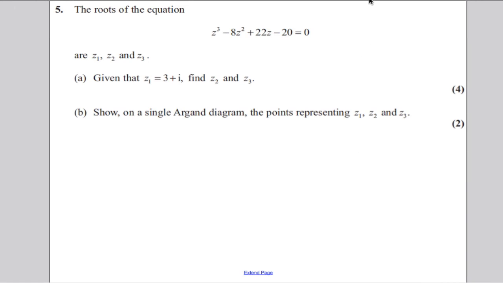Okay, this question is about complex numbers and the roots of complex polynomials. We are told that the roots of the equation z cubed subtract 8z squared plus 22z subtract 20 equals 0 are z1, z2 and z3. We're given z1 is 3 plus i, and we're asked if we can find z2 and z3.